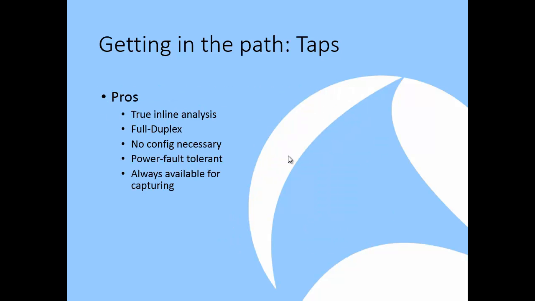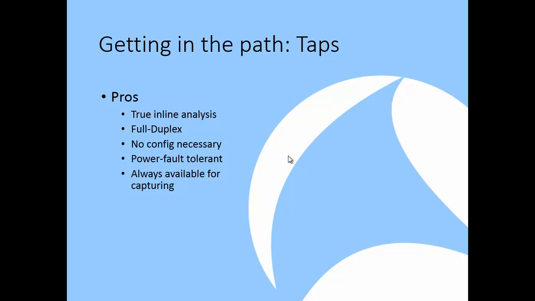Now, just like with spans, these have some pros and cons. With taps, it's true inline analysis. We're not missing anything. It's full duplex. There's no configuration necessary. Most of them are power fault tolerant, so if the power gets pulled from the tap, the link doesn't drop. And it's also always there. It's always available for capturing.